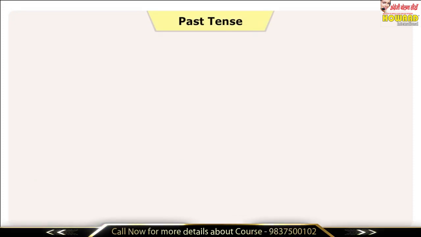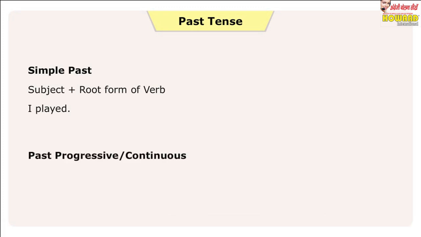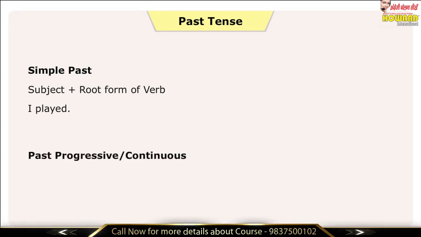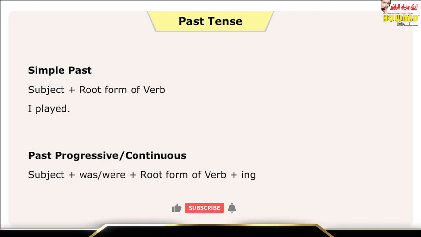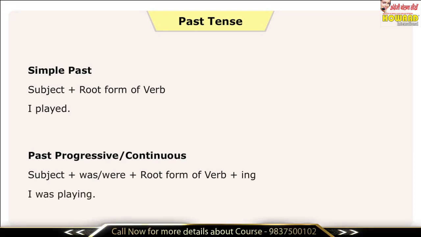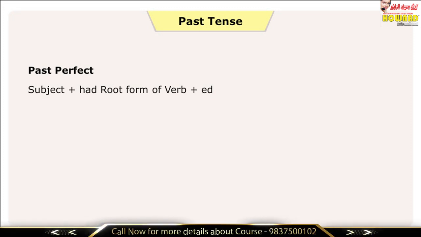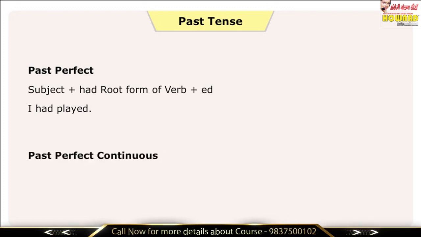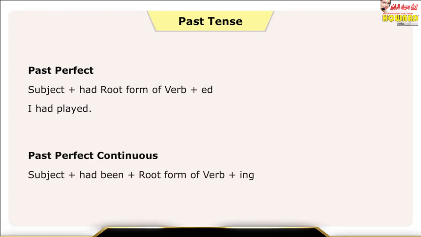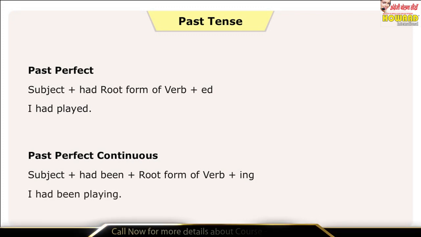Examples of past tense. Simple past. Subject plus root form of verb. I played. Past progressive or continuous. Subject plus was or were plus root form of verb plus ing. I was playing. Past perfect. Subject plus had plus root form of verb plus ed. I had played. Past perfect continuous. Subject plus had been plus root form of verb plus ing. I had been playing.